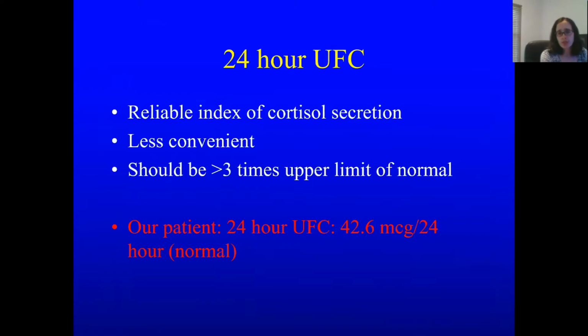So the 24-hour urine-free cortisol is just what it sounds like. They gotta pee in a jug for 24 hours. This is a reliable index of cortisol secretion. It's not convenient. Patients don't like doing it. It's easier for men. Certainly they can just point and shoot, whereas for women, it's actually really cumbersome to pee in a jug for 24 hours. It should be greater than 3 times the upper limit of normal in patients with Cushing's. Actually, in my patient, she had a normal 24-hour urine-free cortisol, which was unexpected, but it can happen.